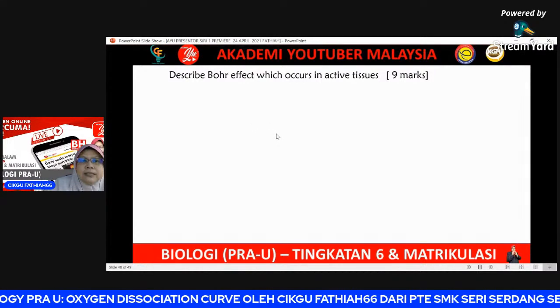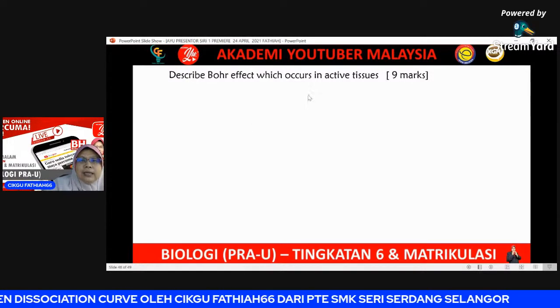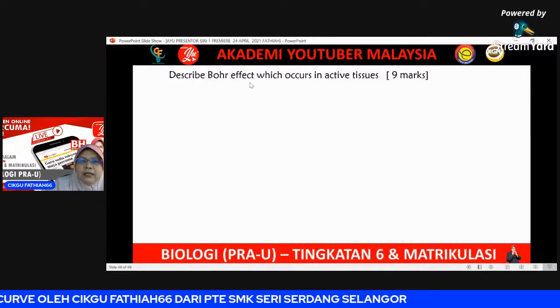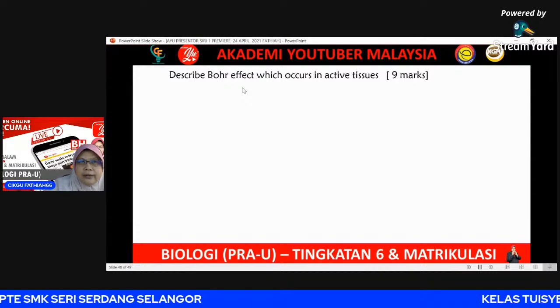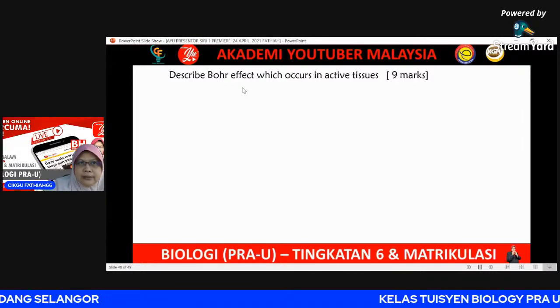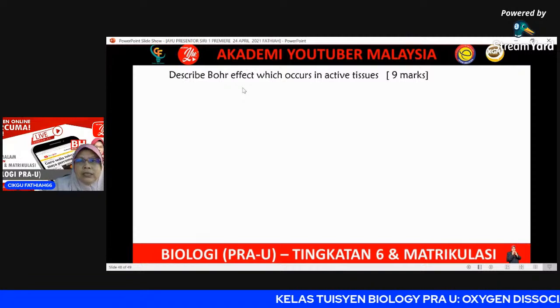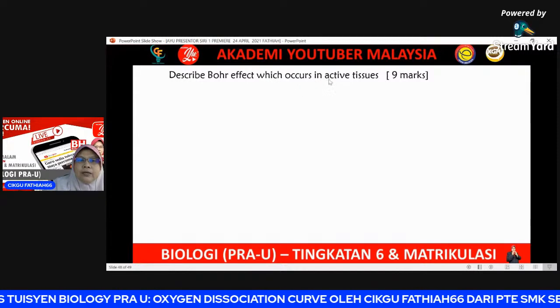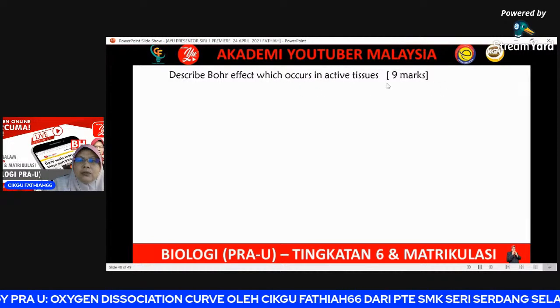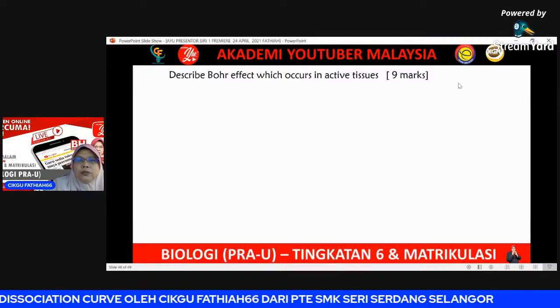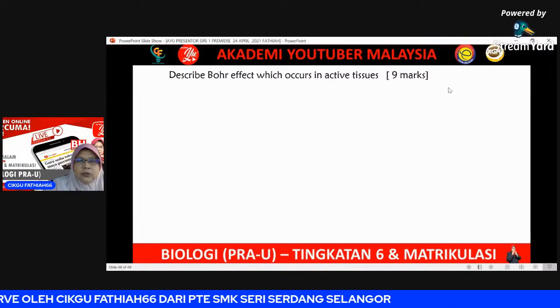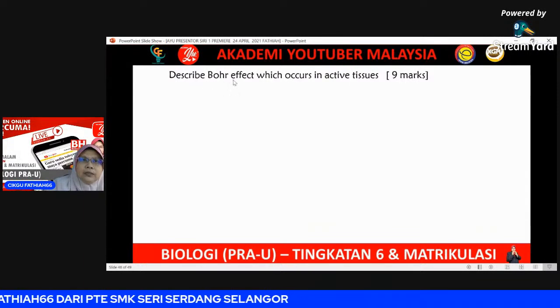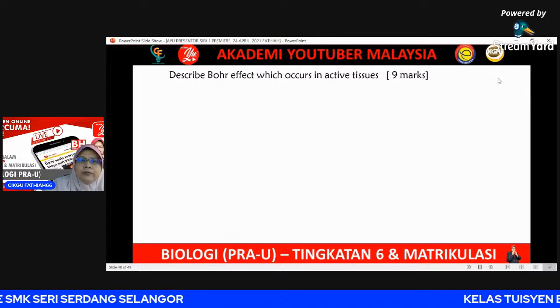Okay, now we go to the essay question. Describe the Bohr effect which occurs in the active tissue. Bohr effect means the oxygen dissociation curve shifts to the right. Affinity of hemoglobin to oxygen is low. So you have to explain the Bohr effect in the active tissue. What does active tissue produce that will undergo the condition of Bohr effect?